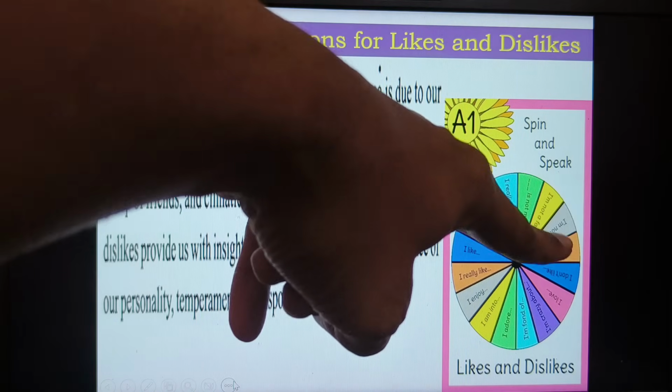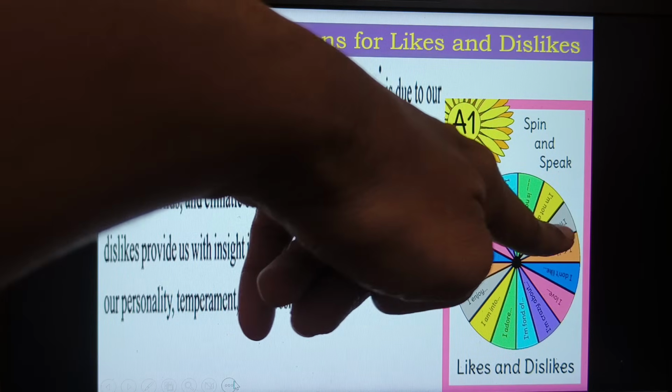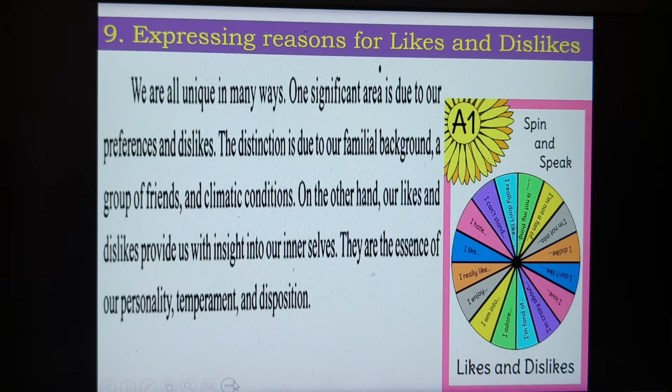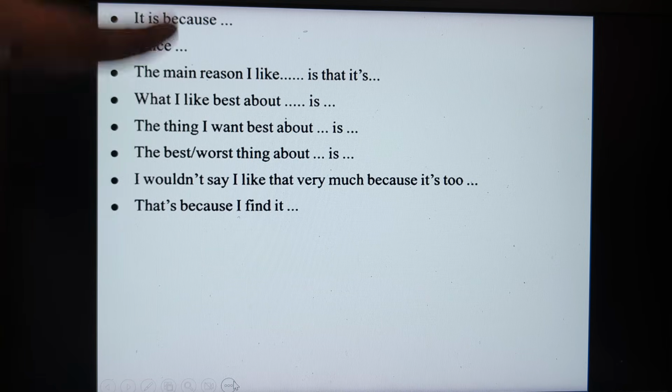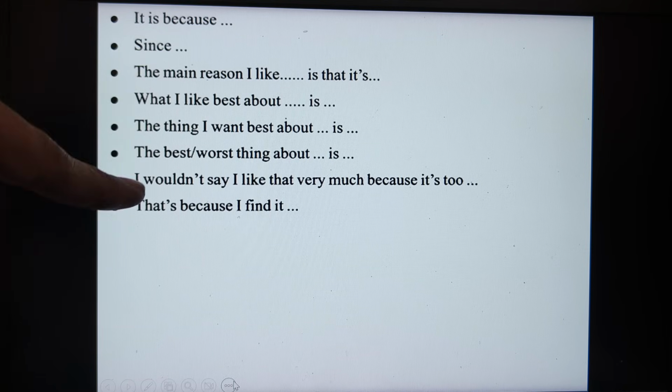So here, if you just see, there are various ways of expressing the reasons for likes and dislikes. And here, if you just look at, there are certain words or some sentences for you to understand in what way we generally explain about the reasons for likes and dislikes. Mostly here, friends, we just look at the conjunctions, that is subordinating conjunctions.